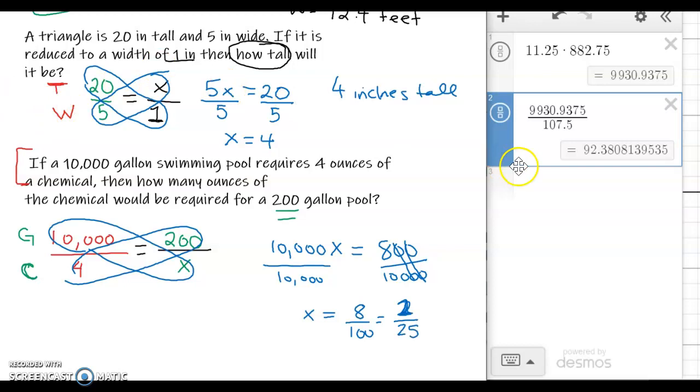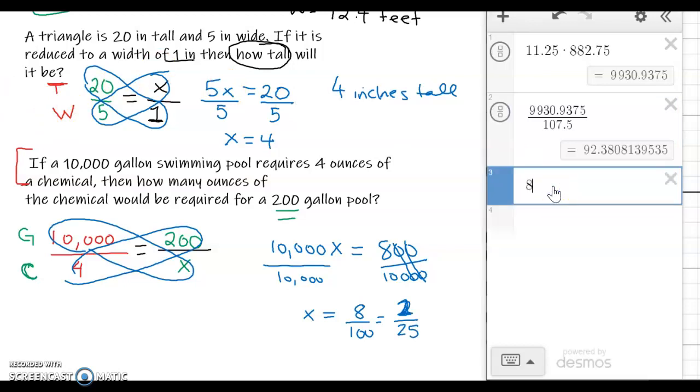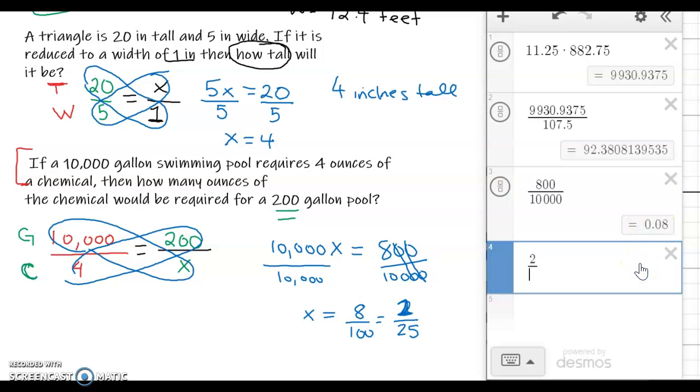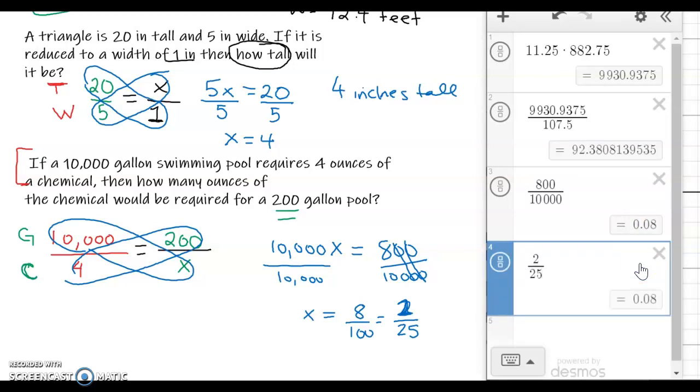Or like I said, just put it in your calculator. If that's too much to process right now, then just type it out and you would see that 2 over 25 is the same thing as 8 hundredths in decimal form, which is what we have right here. Okay, and so that is how we solve proportions with word problems.